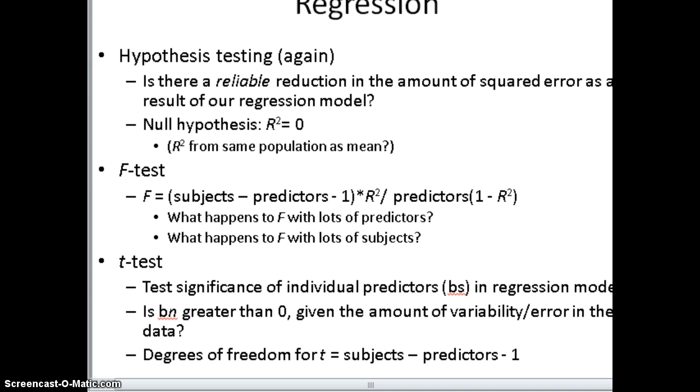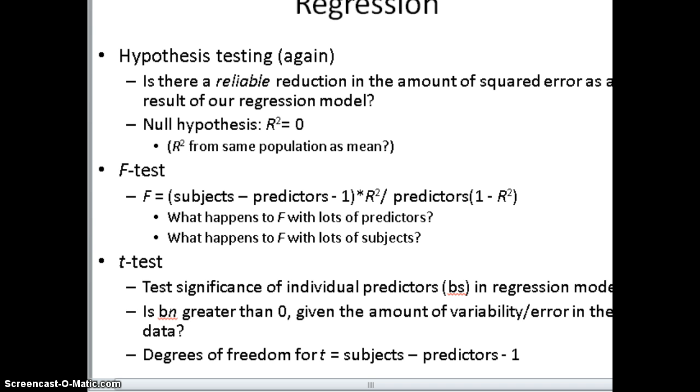Is the reduction in the sum of squared residuals reliable? Put another way, is the reduction in the sum of squared residuals more than would be expected by chance? Put even another way, is R squared from the same population as the mean? Oh, this sounds familiar, doesn't it?